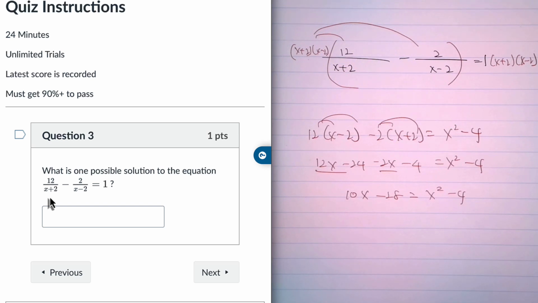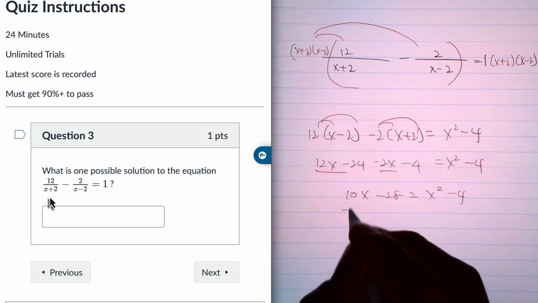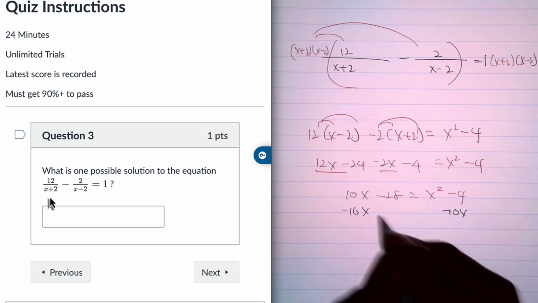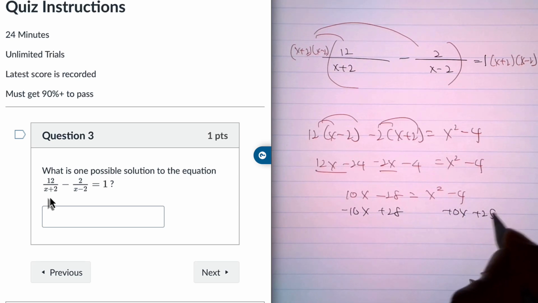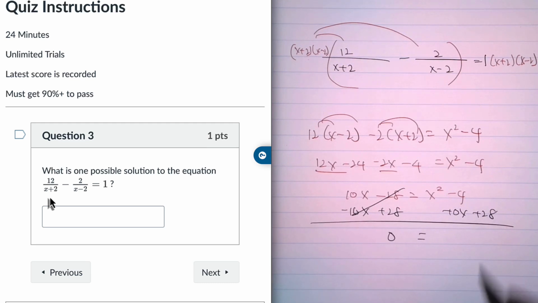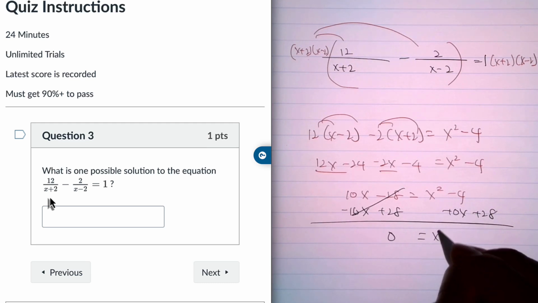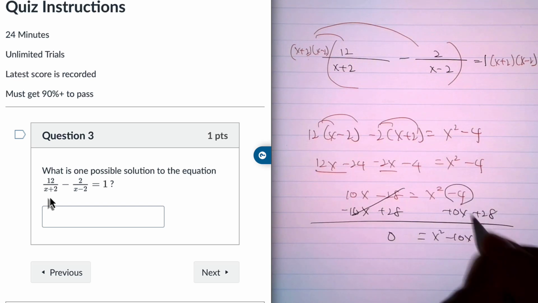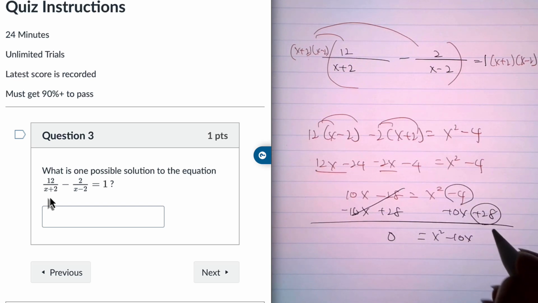The last step is to keep this in standard form. And to do that, subtract 10x on both sides and add 28 so that you can have 0 on one side. And x squared minus 10x, now negative 4 and 28 are like terms. And when you combine them, you get plus 24.